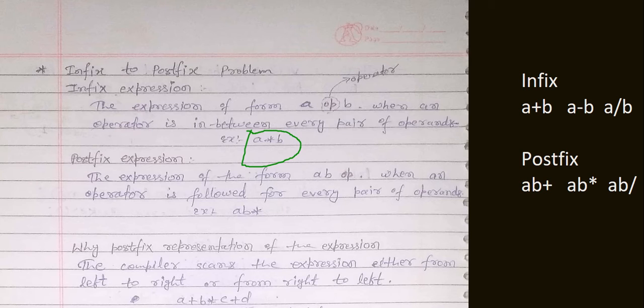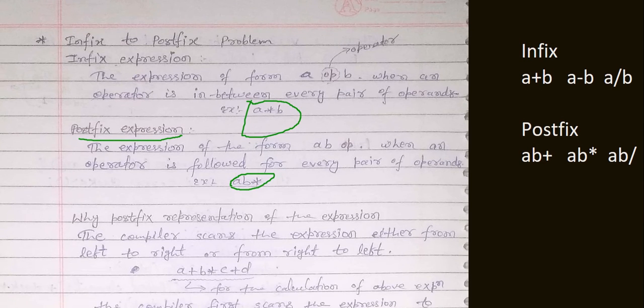But in the case of the postfix expression, the operator lies just after all the operands. Like you can see here, a b and then multiplication. It means all operators should lie at the end of the expression, and this is the postfix expression.